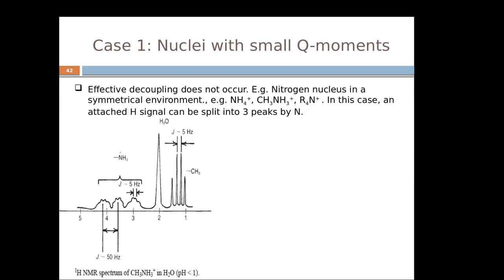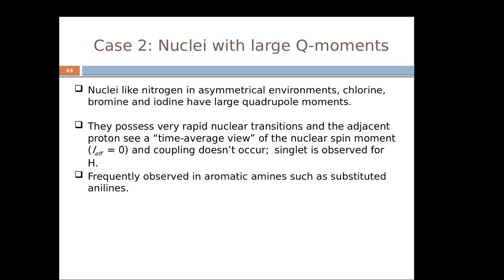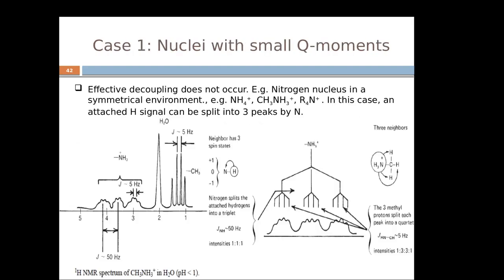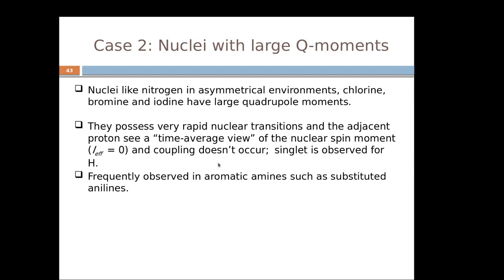So for nuclei with a small quadrupole moment, the proton will be able to distinguish each of the nuclear spin states of the nitrogen nucleus here, and the proton will be able to couple with each of the nuclear spin states of the nitrogen atom here. But what happens when the nucleus has a very high value of quadrupole moment?